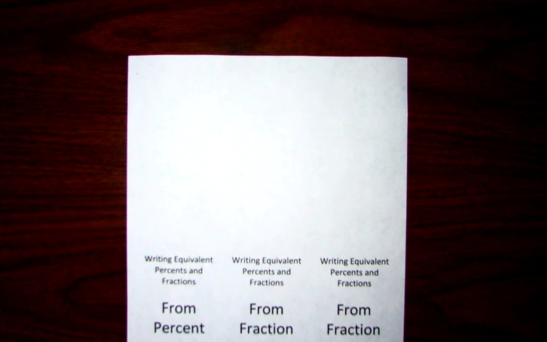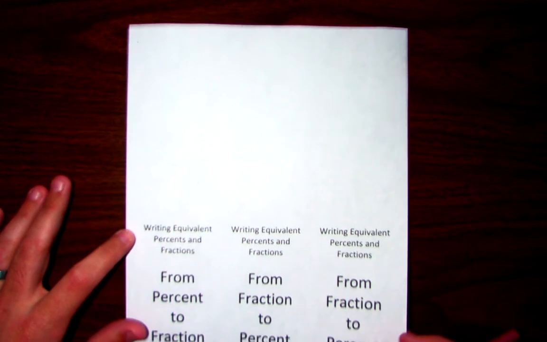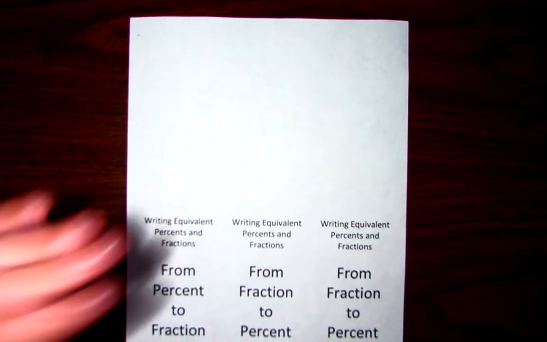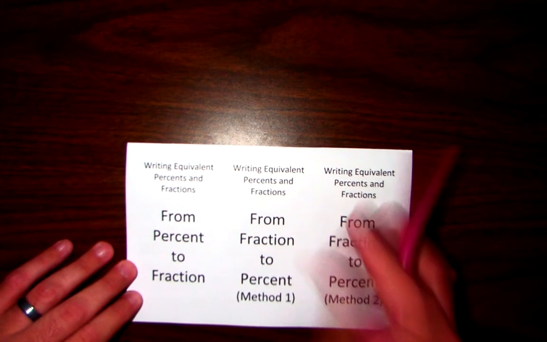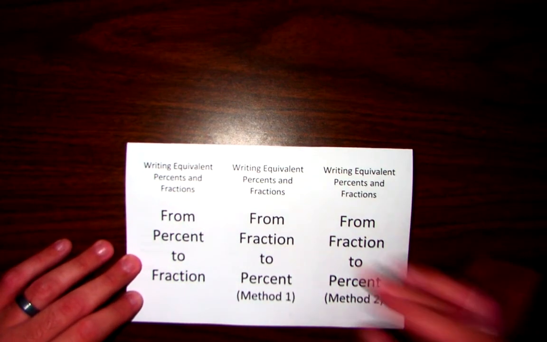So today we're going to be talking about writing equivalent percents and fractions. Everyone here has a nice little foldable. Like we talked about yesterday, I'm always hungry, so you can do the hamburger fold, or the math term, I want this nice little horizontal crease. So let's go ahead and fold it nicely. Again, we're writing equivalent percents and fractions. The first one we're going to do is from percent to a fraction.